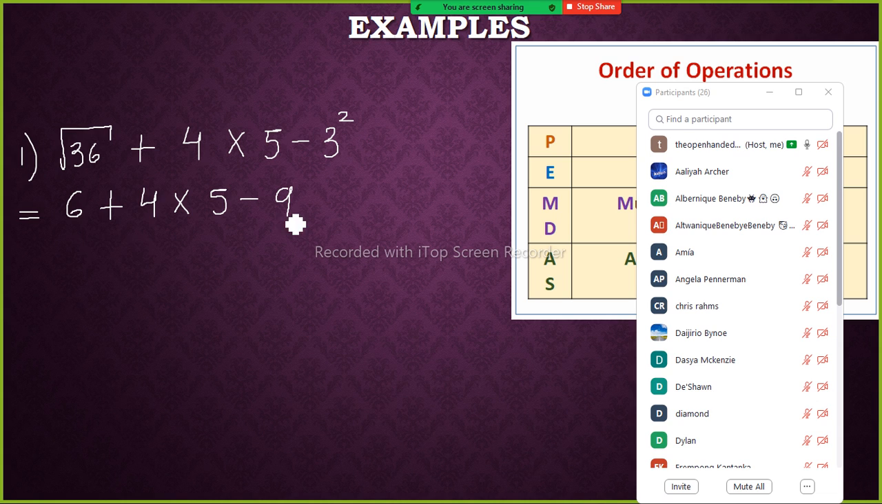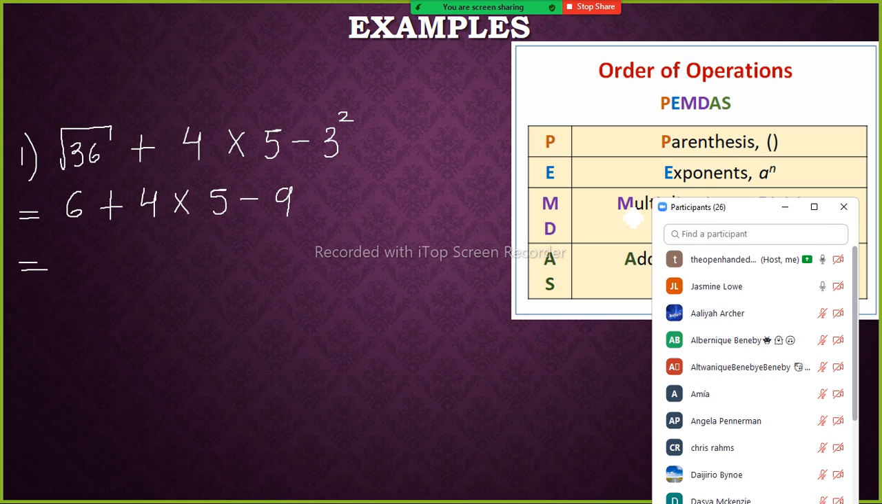Good. Now, what's the next thing that we're going to do? We have addition, we have subtraction, we have the multiplication. Which one are we going to do? Add? 6 plus 4? You sure you're going to add? Look at the order of operations. Wait, multiply. We multiply first. So you multiply before you add. So we're going to multiply 4 times 5, which is what? 20.